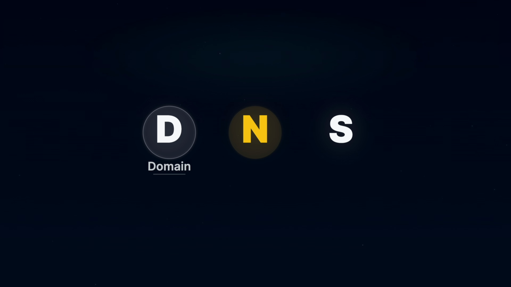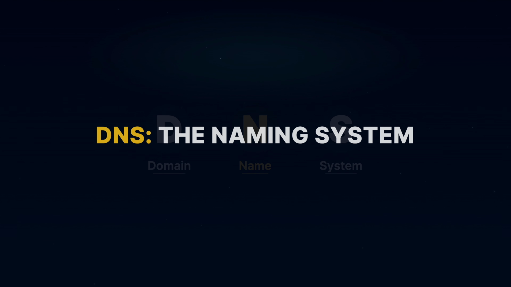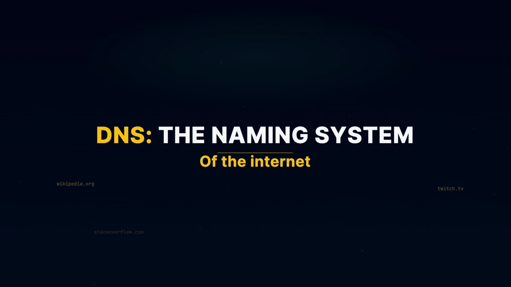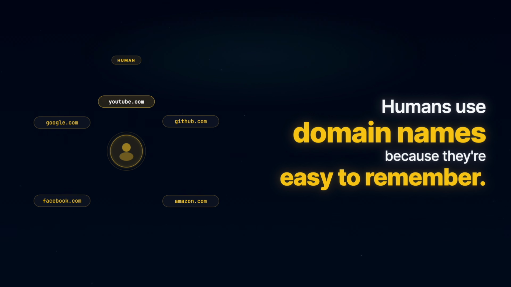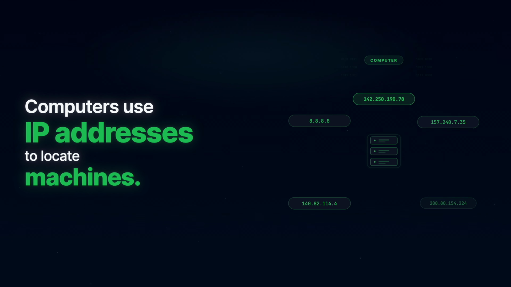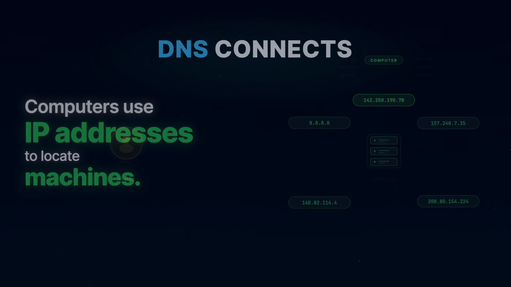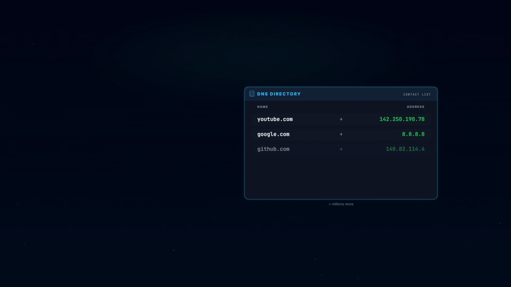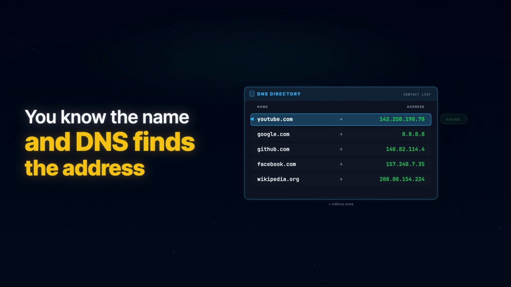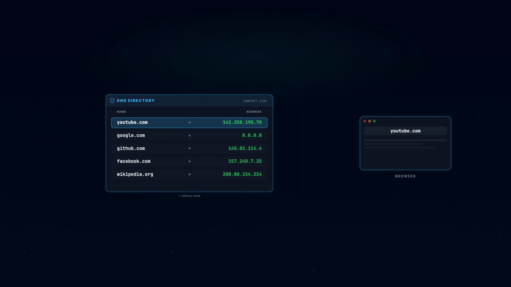DNS stands for Domain Name System. It is the naming system of the internet. Humans use domain names because they are easy to remember. Computers use IP addresses because that is how they locate and communicate with machines. DNS connects these two worlds. You can think of DNS like a contact list for the internet. You know the name, and DNS helps find the address. Once the IP address is found, the browser can move to the next step. DNS connects names for humans with addresses for computers.